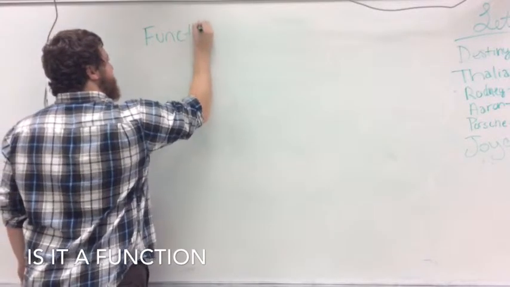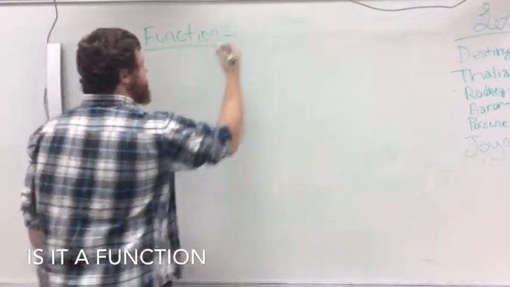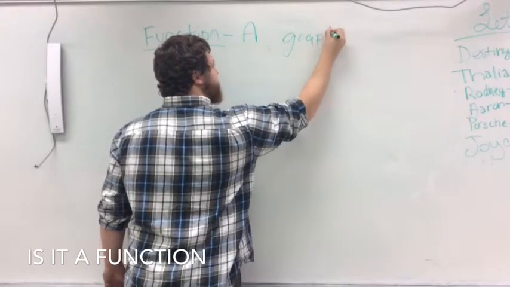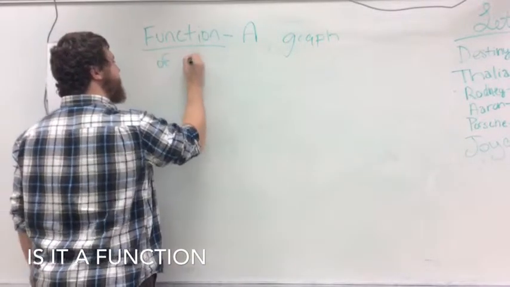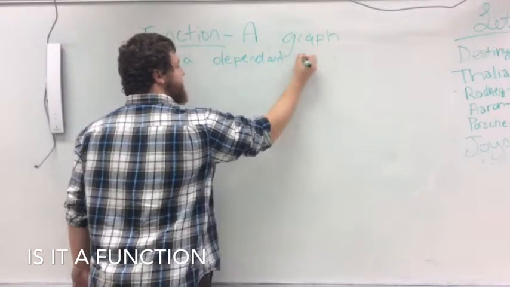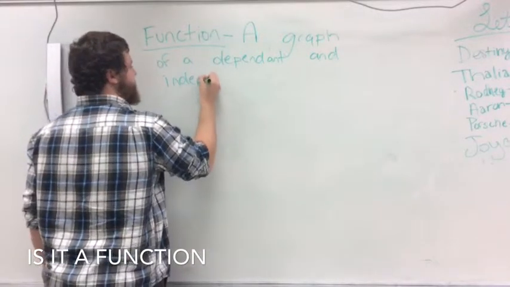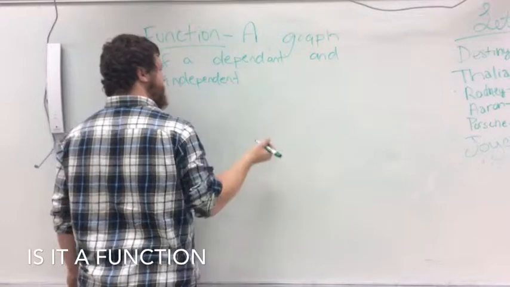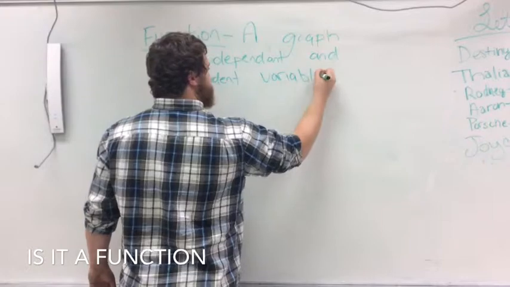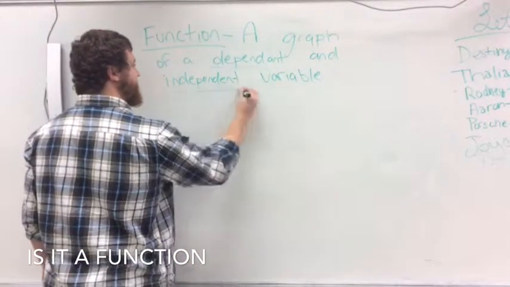Okay? A function is just a graph of a dependent and independent variable. I-N-D-E-P-E-N-D-E-N-T. Is it bad that I really have to do that to spell it? Independent variable. So you need to know what those are, okay? So that's a very mathy definition of a function. So you need to know what a dependent and independent variable are.